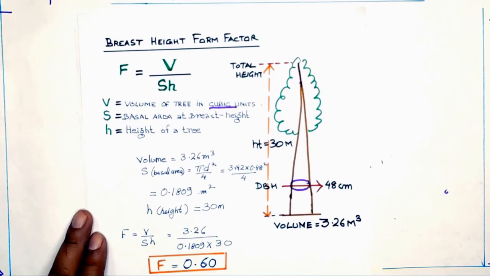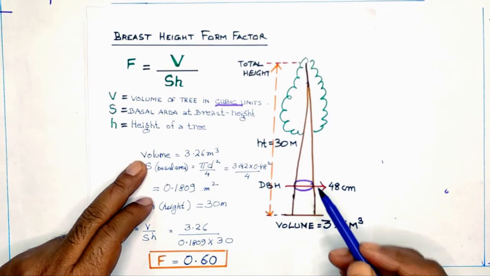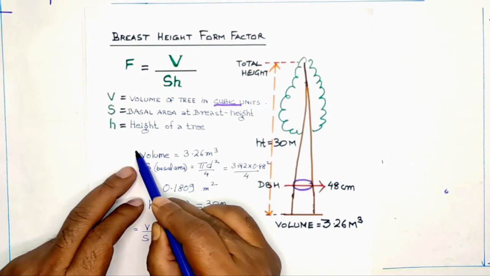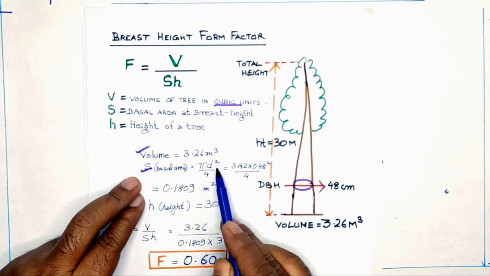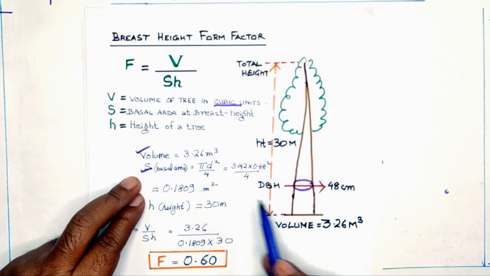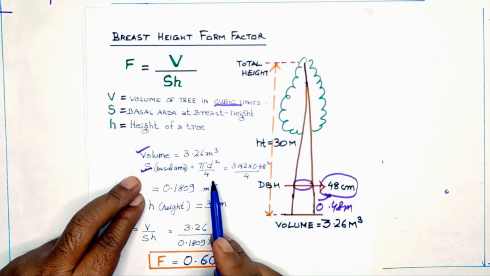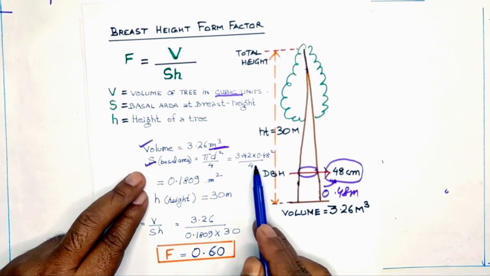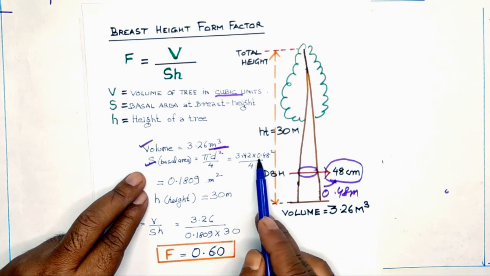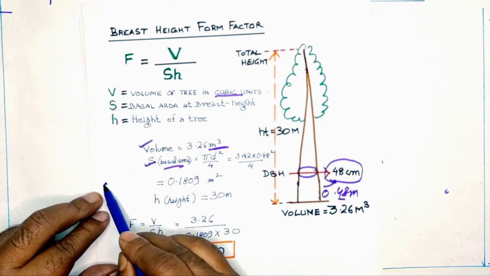So how will we calculate it? Let's take some values. Let's take the volume of 3.26. The entire volume is 3.26. Then the basal area, we'll calculate it from this diameter, pi d square over 4. The diameter we are getting is 48 centimeter. We'll convert it into meter, that is 0.48 meter, because we need cubic meter. So pi into d square over 4, this is 3.142, which is pi, into 0.48 squared. Putting this value, we get the sectional area or basal area.